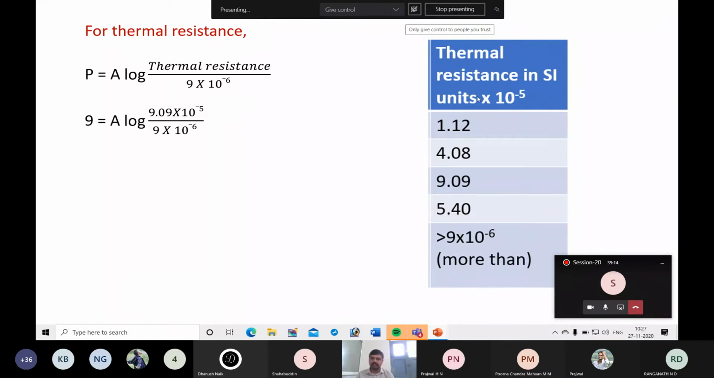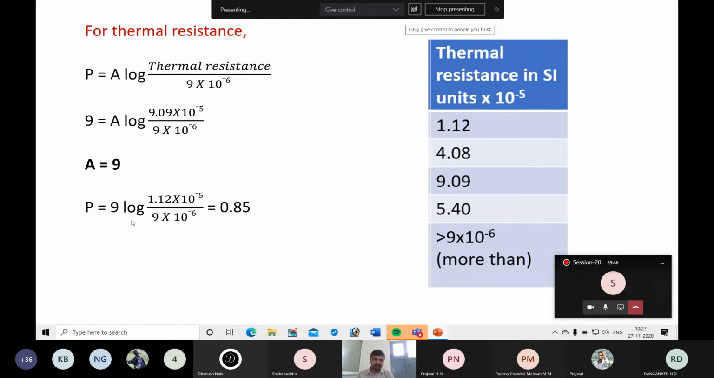Okay, and here you can see units into 10 power minus 5. You have to consider into 10 power minus 5 for all these values, since thermal resistance in SI unit is into 10 power minus 5, that is given here. So that's why we are considering 9.09 into 10 power minus 5 as indicated here. Next we will get 9. So if you find out by using calculator, you will get constant value A as 9.